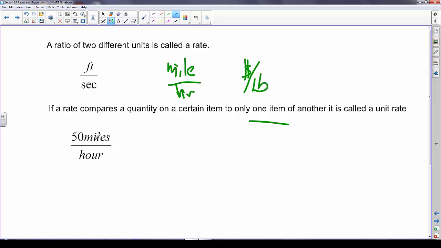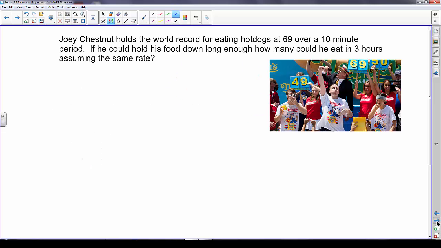So if I say 50 miles per hour, that means 50 miles in 1 unit of hour. So that's called a unit rate, if you will. So here's an example of a proportion. Joey Chestnut holds the world record for eating hot dogs at 69 over a 10-minute period. If he could hold his food down long enough, how many could he eat in 3 hours?